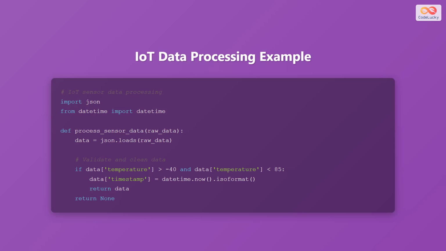Let's look at an example of how IoT data is processed using code. Here is a Python code. First, it imports the JSON library. Then it imports datetime from the datetime library. The function process_sensor_data takes raw data as an argument. The raw data is converted into JSON data. Then the data is validated to check the temperature. If the temperature is between -40 and 85, the timestamp is added to the data and it returns the data, otherwise it returns None.